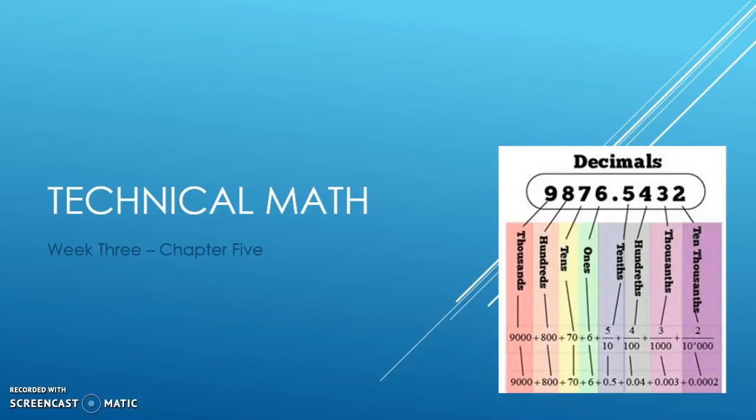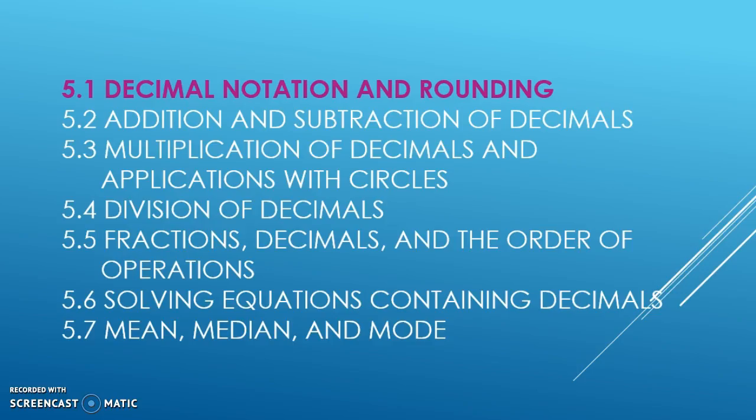This week we're going to be covering chapter 5. Chapter 5 is all about decimals. So we're going to be learning about the actual place values, so notation. We're going to look at how to round decimals. We're going to cover addition, subtraction, multiplication, division, and those types of things.